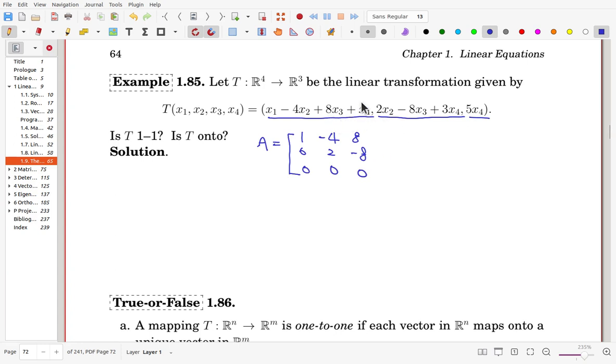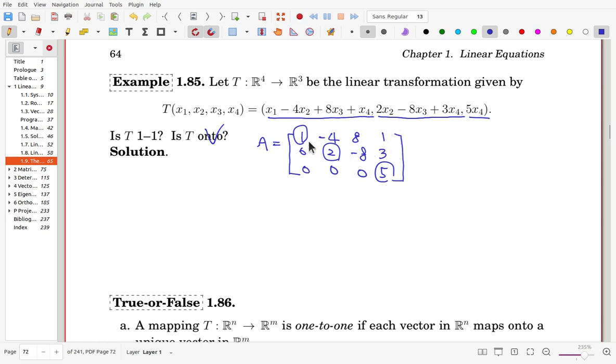T(E4): E4 has x4 becoming 1, so that we have here 1, and that is a 3, and that is a 5. Okay, so that is the standard matrix. Now let's see pivots. Here we have pivot, pivot, pivot. Each row has a pivot, which means that it is onto. For any right hand side there will be a solution.